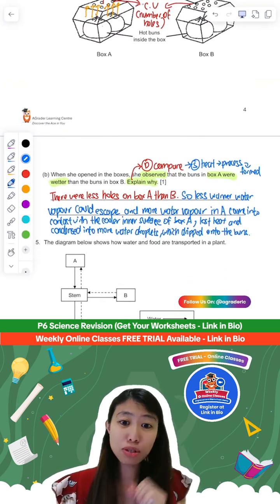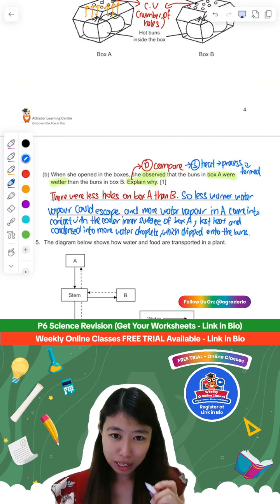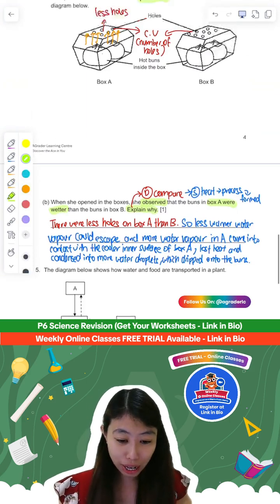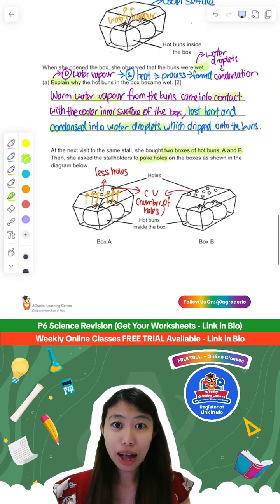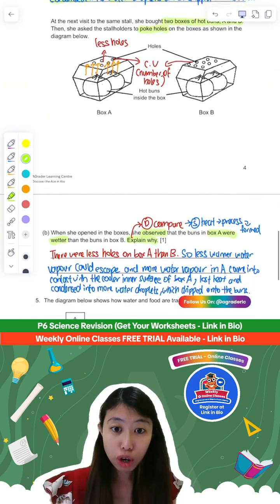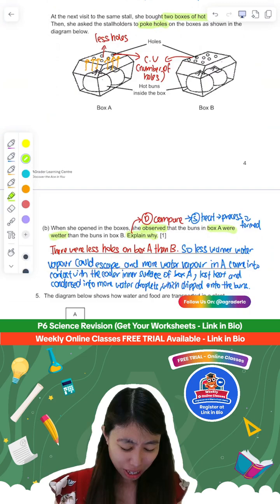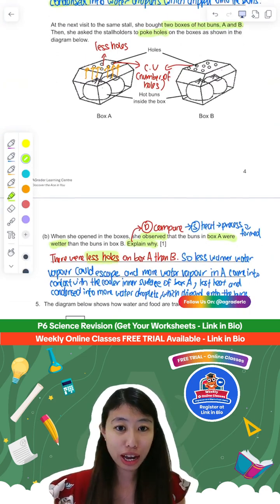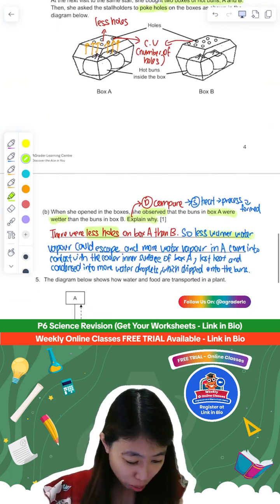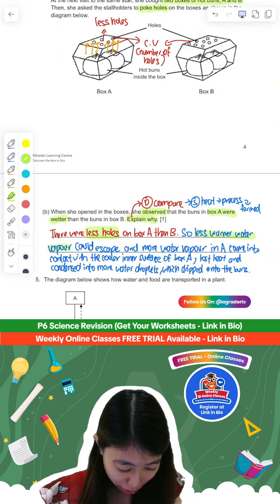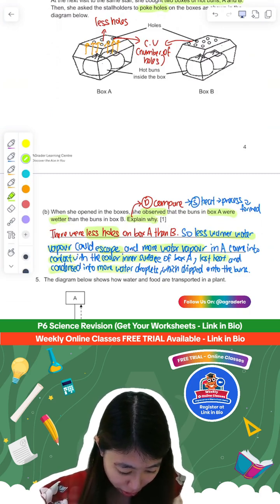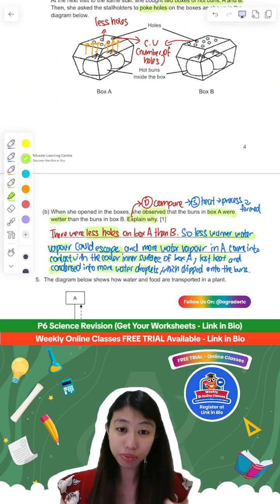That's why you must memorize. For science, it is a bit tough because you need to memorize. So I usually highlight the keywords. You see on top, I highlight the keywords for you, so you must remember those are the key points. First, describe, compare A and B. There are fewer holes, so less warmer water vapor can escape. So more water vapor, contact, cooler surface, lose heat, condense, and you get more water droplets.